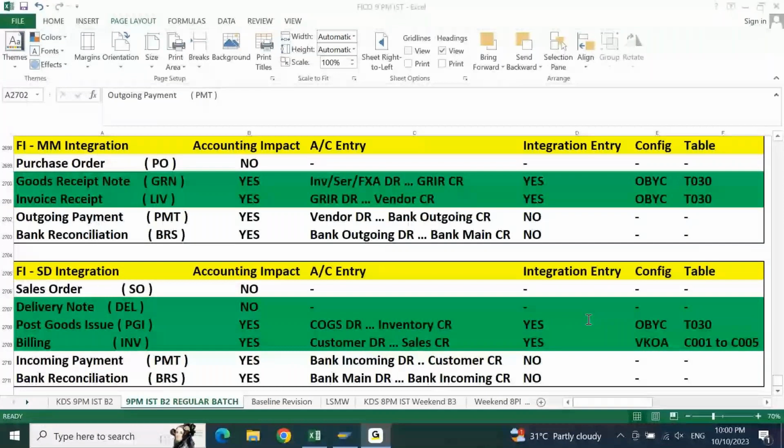We normally call it knock off, net off, match off, correct? This is called clearing. The existing debit and existing credit you are linking is called clearing.